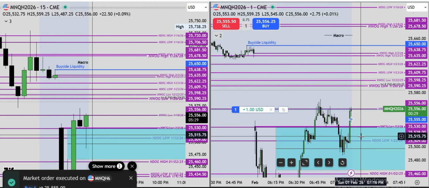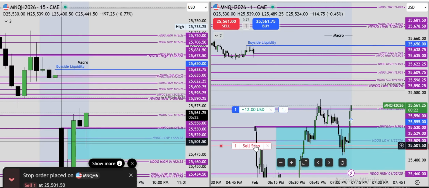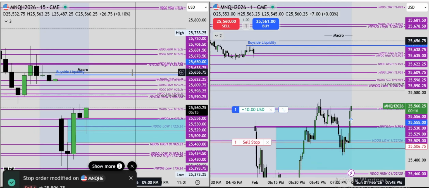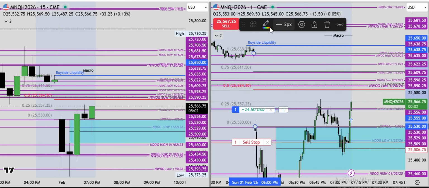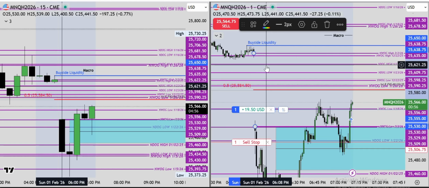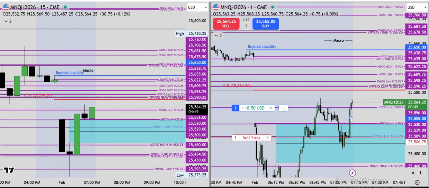All right, going long on NASDAQ here. We had a close above a 15-minute fair value gap, and then I entered off of a 1-minute fair value gap, and my target was relative equal highs on the 5-minute. You kind of see it on the 1-minute there, but it looks a little cleaner on the 5-minute.